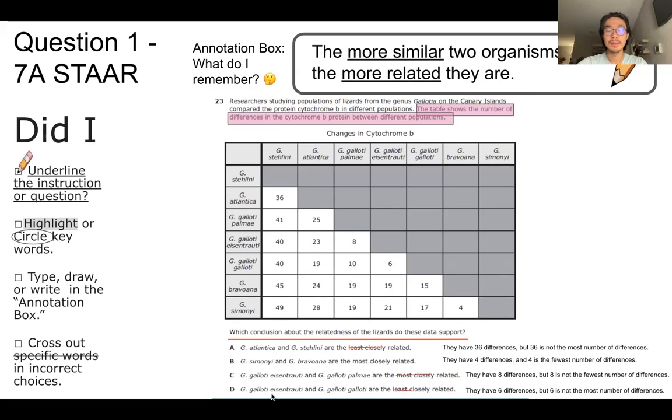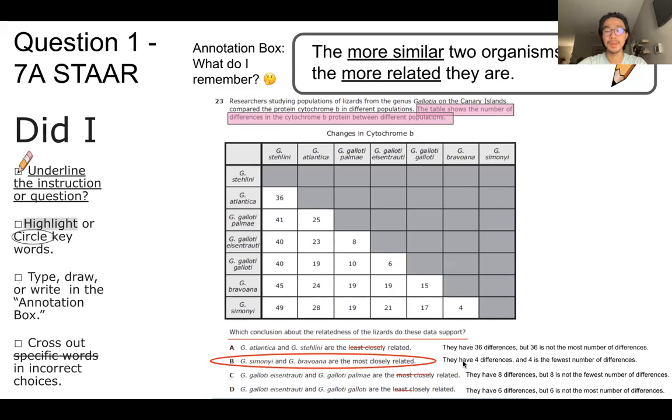D, G. galoti eisentrauti and G. galoti, let's find that. So G. galoti and G. galoti eisentrauti, they have 6 differences. They're not the least related because we have organisms that have more differences, right? So we can take out the word least.